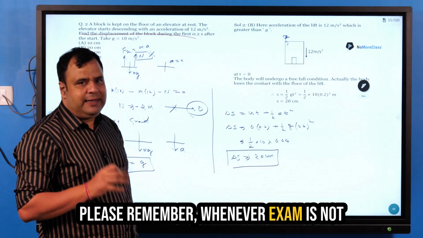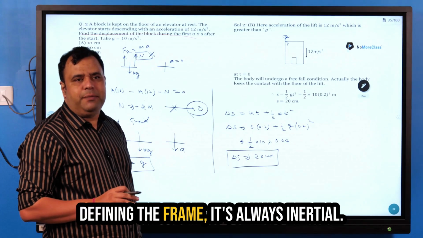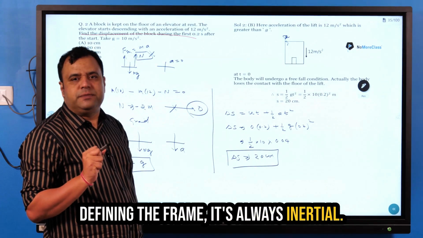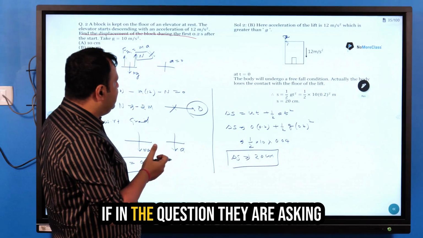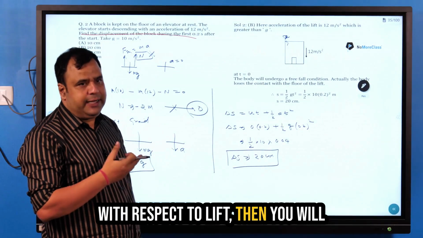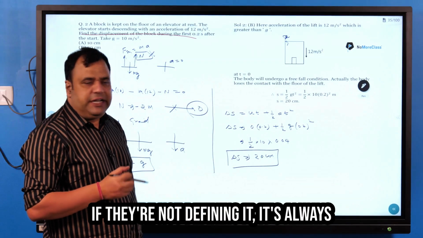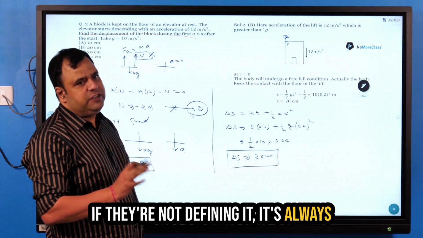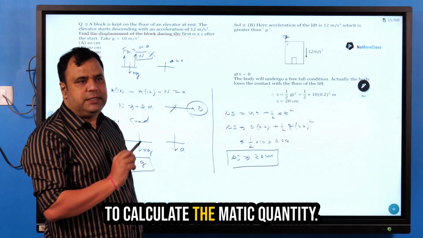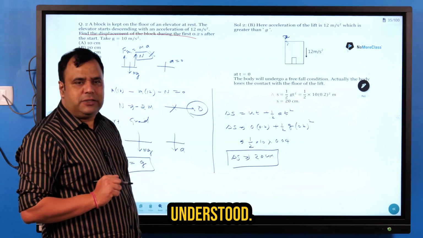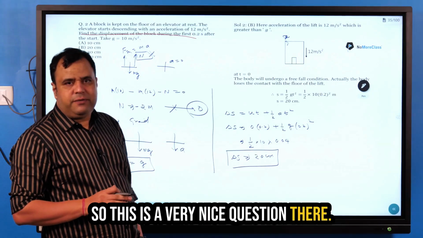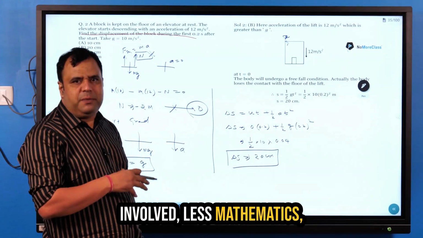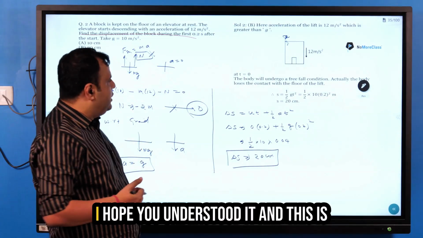Please remember, whenever the examiner is not defining the frame, it's always inertial. If in the question they are asking with respect to lift, then you will calculate with respect to lift. If they are not defining it, it's always with respect to ground. You have to calculate the kinematical quantity. Understood? So this is a very nice question where a lot of physics was involved, less mathematics, more physics. I hope you understood it.